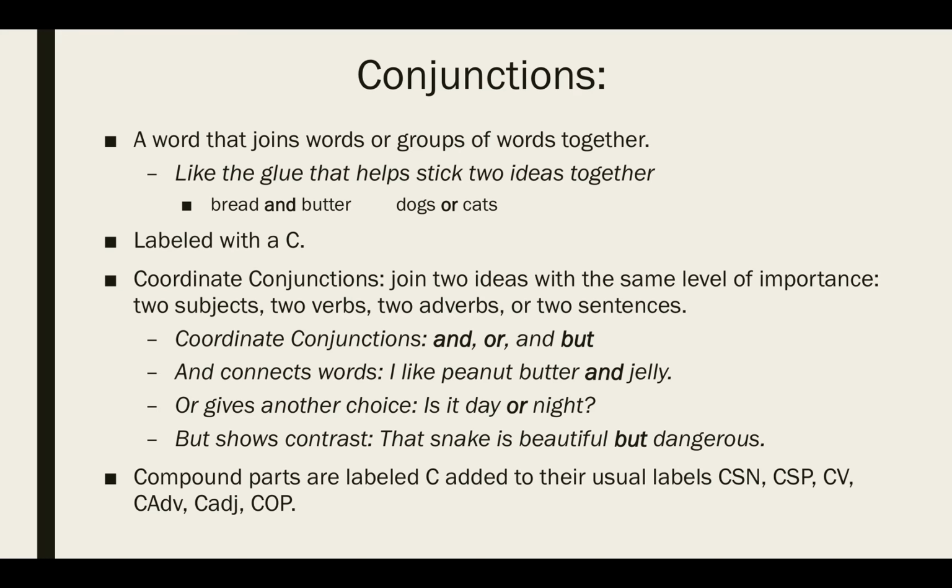Compound parts are going to be labeled with a C, and they're going to be added to our usual labels. A conjunction can join two subjects in a sentence, and those are considered compound subjects. Those would be labeled CSN. It can join two pronouns in a sentence, and that can be labeled CSP for compound subject pronoun. They can join two verbs, two adverbs, two adjectives, and two objects of the preposition. When a conjunction is used to combine two of these parts of speech, we call them compound parts.